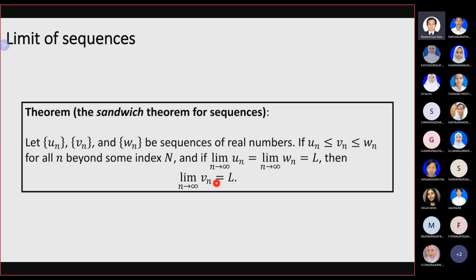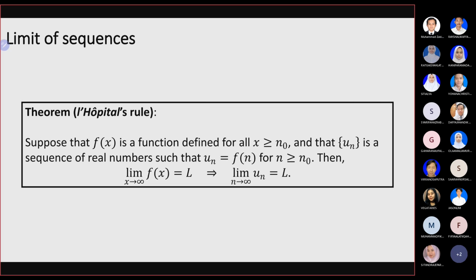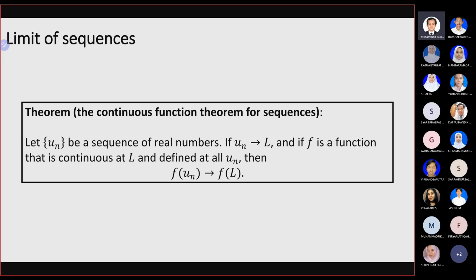And the next theorem is the continuous function theorem for sequences. This theorem says that if U_n is a sequence of real numbers, and U_n converges to a number L, and f is a continuous function, then f of U_n converges to f of L. Well, this is not that important for now. Maybe we will see it in an example later.